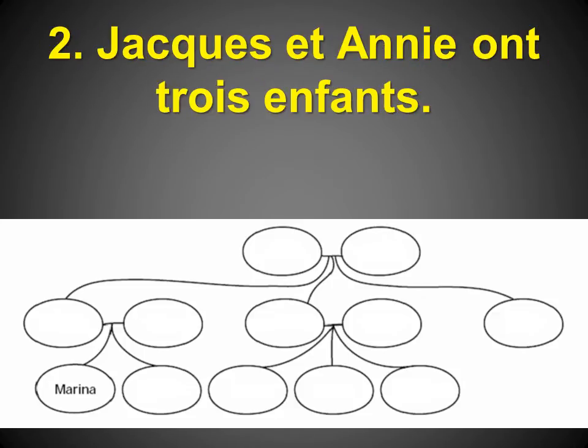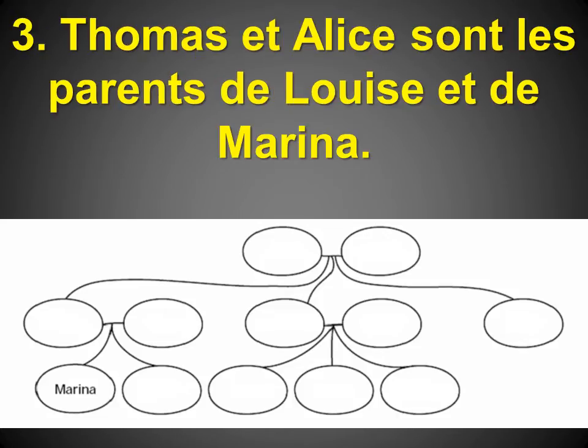Numéro 2, Jacques et Annie ont 3 enfants. So now you should be able to fill in Jacques somewhere, because there should be 3 lines coming from Jacques et Annie. Numéro 3. Thomas et Alice sont les parents de Louise et de Marina.